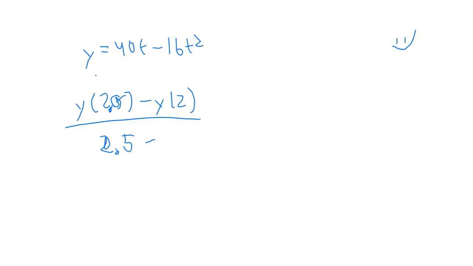2.5 minus 2, and then this is equal to negative 32 feet per second. And as you're plugging in each one, it would be good to get practice with these.